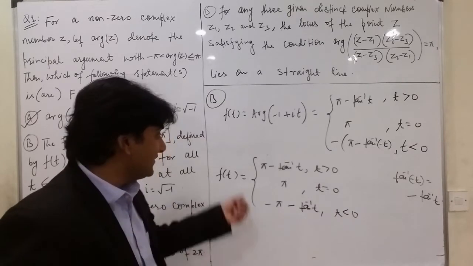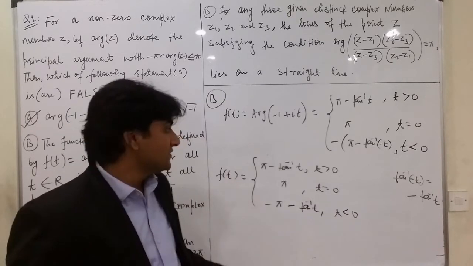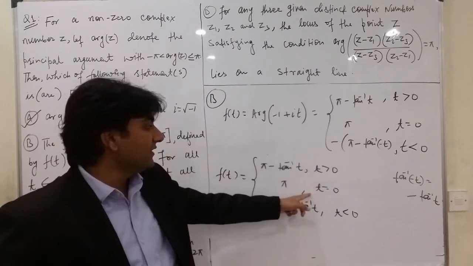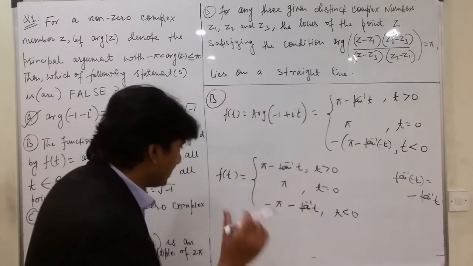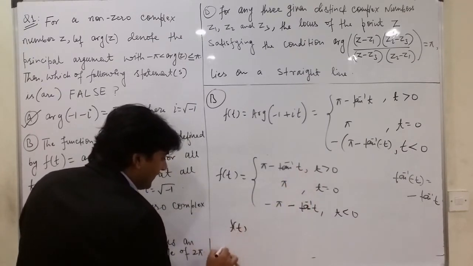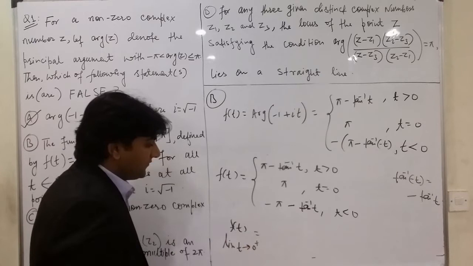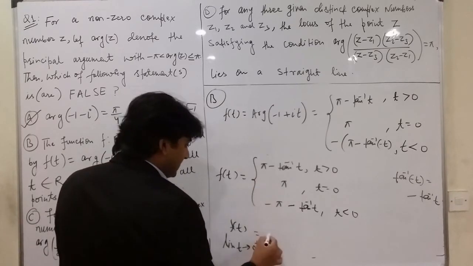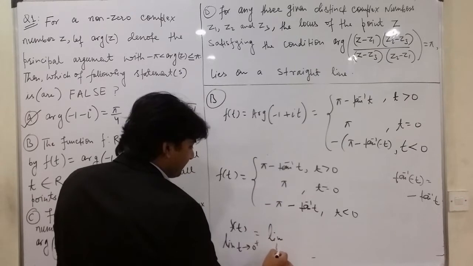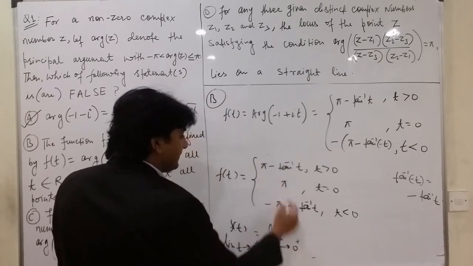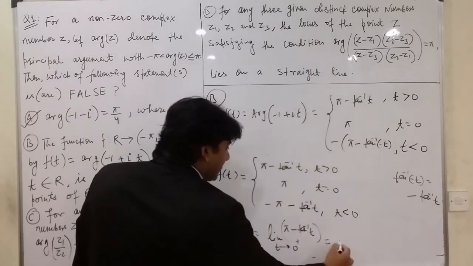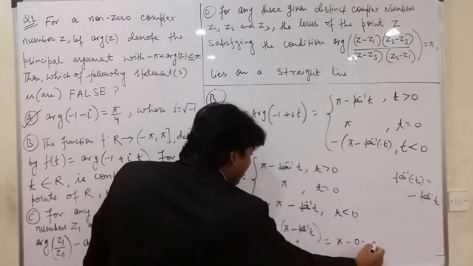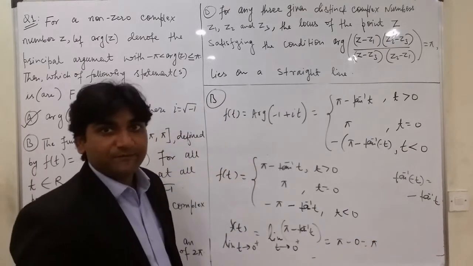Now we need to check whether f of t is always continuous or not. So when t is greater than 0, equal to 0, and t less than 0. So we have to check continuity about t equals 0. Now limit t tends to 0 positive, it means we have to take this function, pi minus tan inverse t. So which is pi minus, and tan inverse 0 is 0, so which is pi. So I got right hand limit, that is pi.